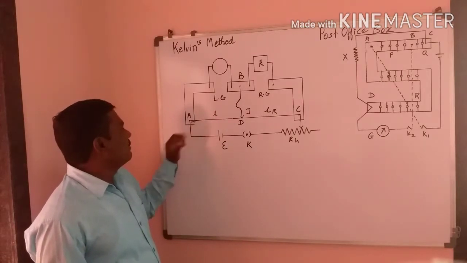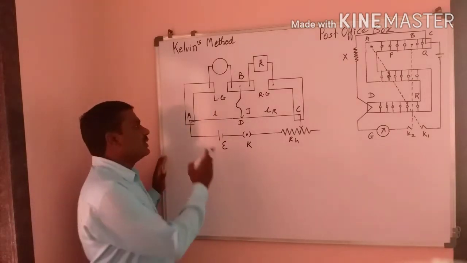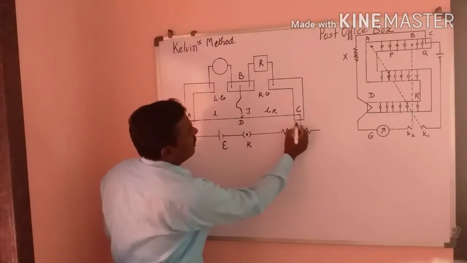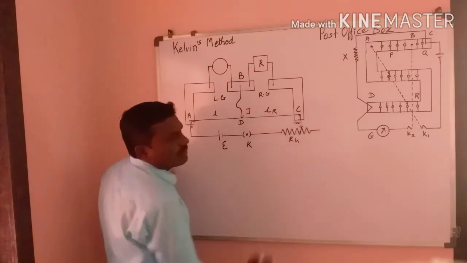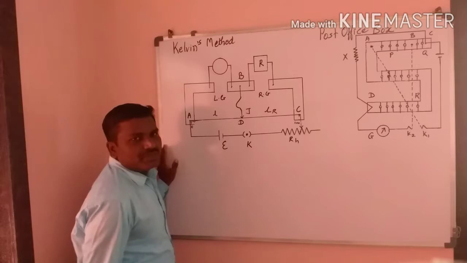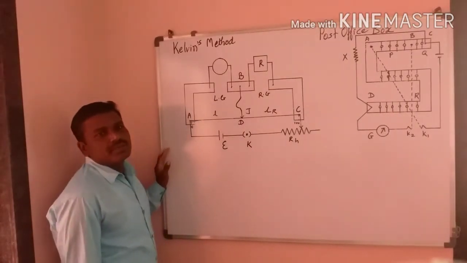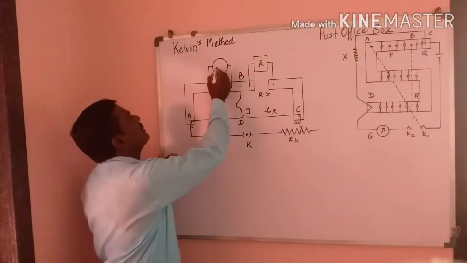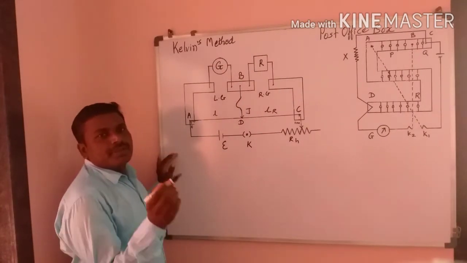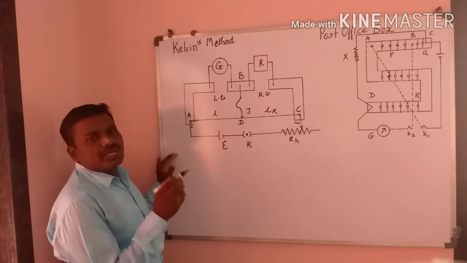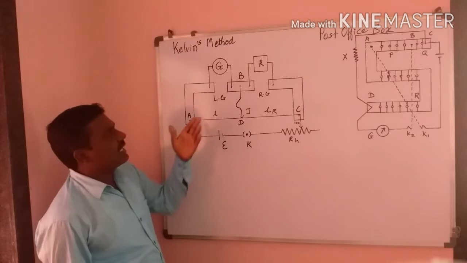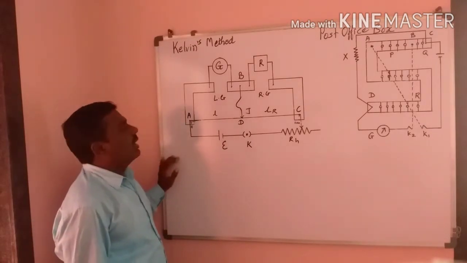That meter bridge is between A and C. The length of this meter bridge is how much? It is equal to 100 centimeter or 1 meter. By Kelvin's method, we determine the resistance of the galvanometer. Here we use a galvanometer. The galvanometer is kept in the left gap and the known resistance is kept in the right gap.